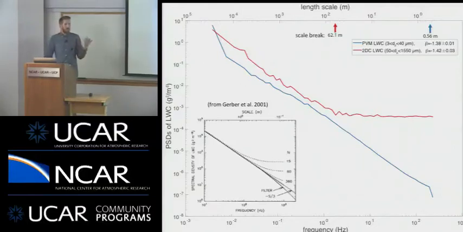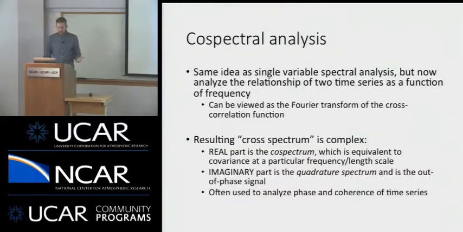Okay, so both of these quantities are scale invariant, but this still doesn't tell us how they interact. To get at that, we'll do co-spectral analysis. It's the same idea as the PSDs I was just showing you, but now we're going to analyze the relationship of both time series, cloud and rainwater, as a function of frequency. Basically, this is just the Fourier transform of the cross-correlation function. We'll only use the real part of the resulting cross-spectrum, the co-spectrum, which is equivalent to the covariance at a particular length or frequency.